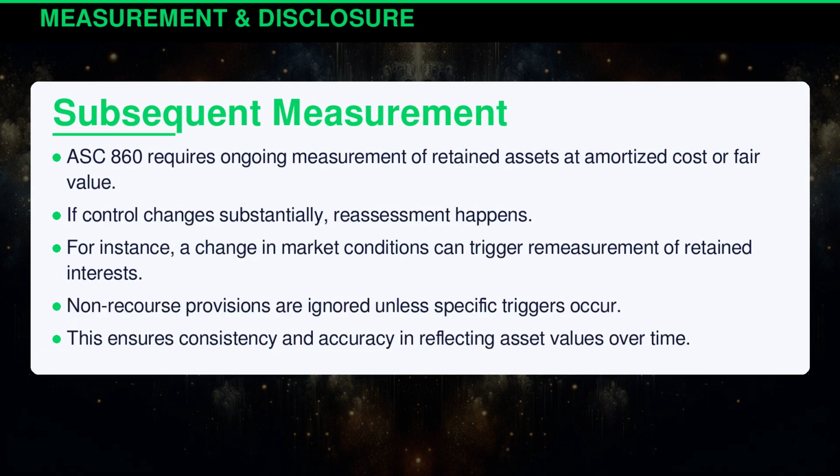ASC 860 requires ongoing measurement of retained assets at amortized cost or fair value. If control changes substantially, reassessment happens. For instance, a change in market conditions can trigger remeasurement of retained interests. Non-recourse provisions are ignored unless specific triggers occur. This ensures consistency and accuracy in reflecting asset values over time.